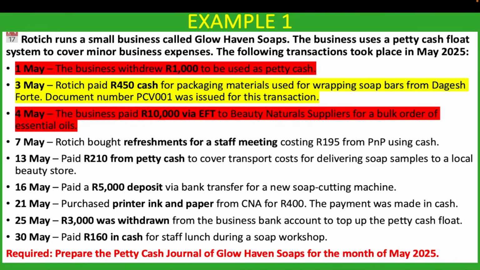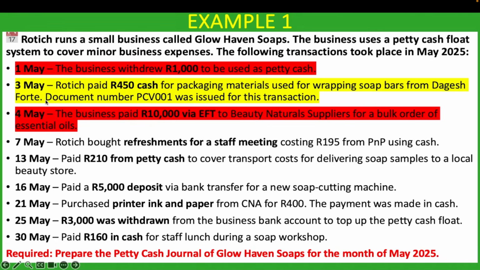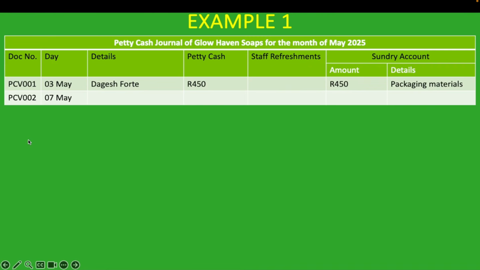And remember, PCV is the petty cash voucher that you would have to take out when you're removing cash. So the date is the 7th of May, and we're going to put PCV002, okay, because the second journal entry. So it's PCV002, and the date there, as you can see, is the 7th of May. So we'll put the 7th of May. And what is the detail?